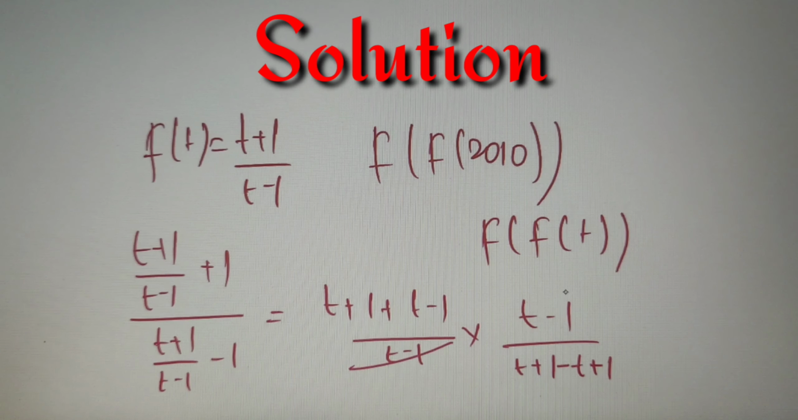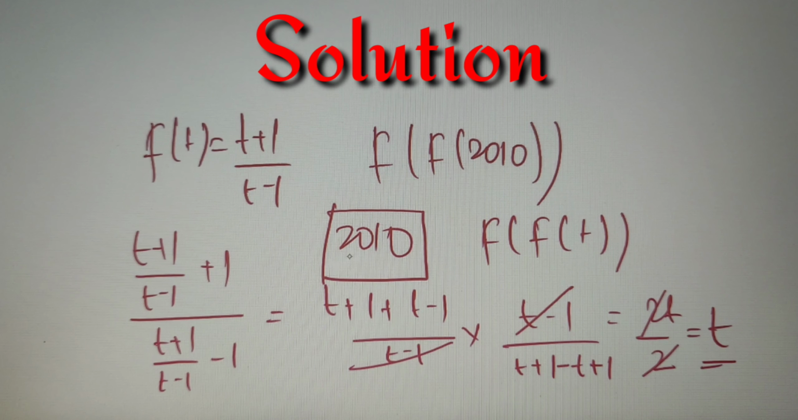Now t minus 1 and t minus 1 will get cancelled, and t plus 1 plus t minus 1 is equal to 2t, and t plus 1 minus t plus 1 is equal to 2. So 2 and 2 will get cancelled from numerator and denominator, and we will simply get t as a value. So the value of f of f of t is equal to t. So if we put 2010, we'll simply get back 2010. So our final answer is 2010, and according to the given options, it is option number B. So our final answer is option number B, 2010.